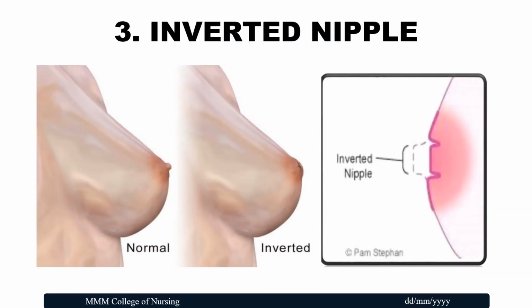Next one is the inverted nipple. In this picture itself, you can identify what is the normal and what is the inverted nipple. The normal nipple is a normal size, and in the inverted nipple, the nipple is going back.